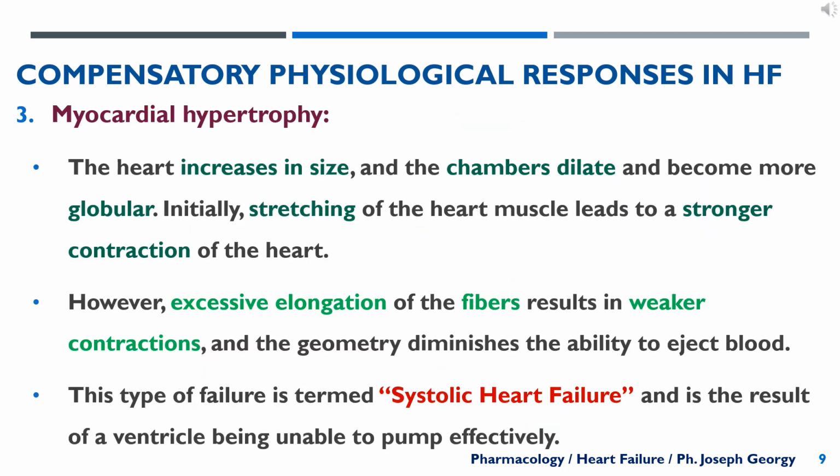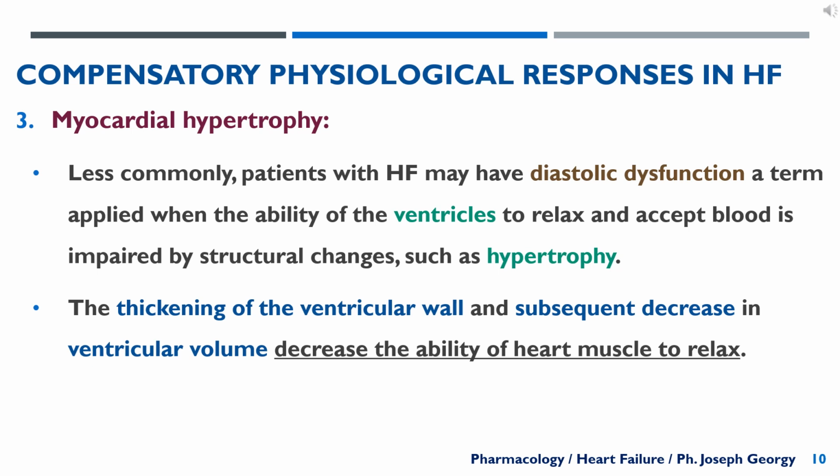Now, the third compensatory physiological response is myocardial hypertrophy. The heart increases in size, and the chambers dilate and become more globular. Initially, stretching of the heart muscle leads to a stronger contraction of the heart. However, excessive elongation of the fibers results in weaker contractions, and the geometry diminishes the ability to eject blood. This type of failure is termed systolic heart failure and is the result of a ventricle being unable to pump effectively. Less commonly, patients with heart failure may have diastolic dysfunction, a term applied when the ability of the ventricle to relax and accept blood is impaired by structural changes such as hypertrophy.